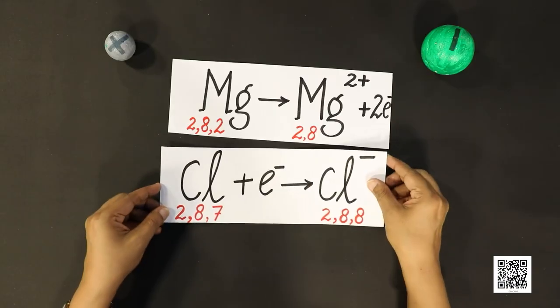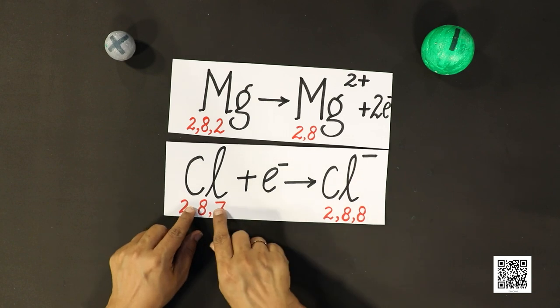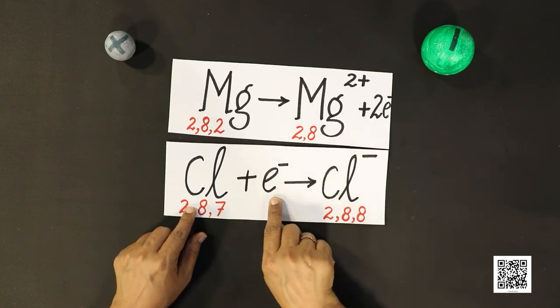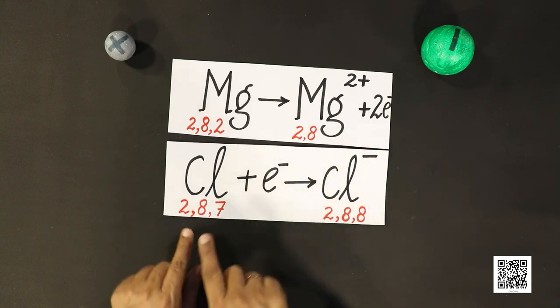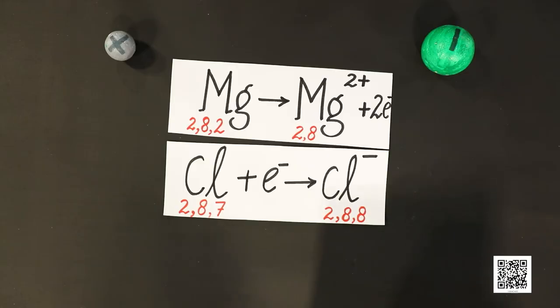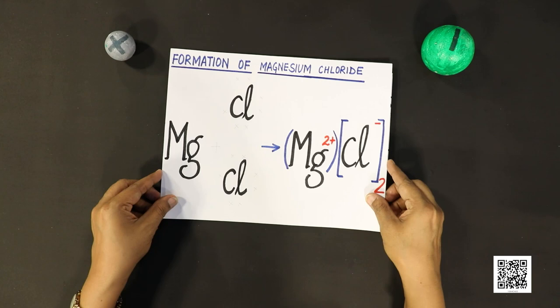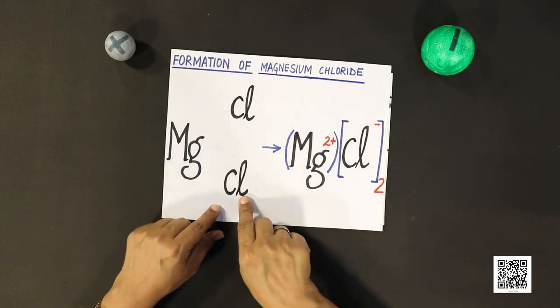Interesting, no? And here is the chlorine atom gaining the electron and forming the chloride ion, which you have just done. So here is a worksheet for you, in which I have given you a small hint that yes, this is the magnesium ion, and this magnesium ion, I haven't drawn the electrons here.